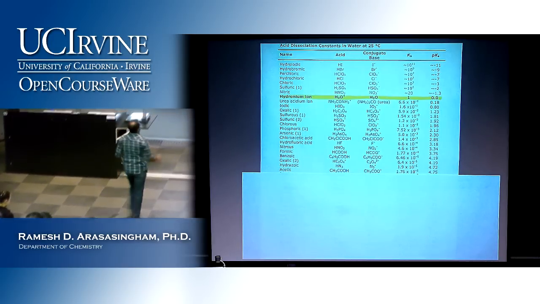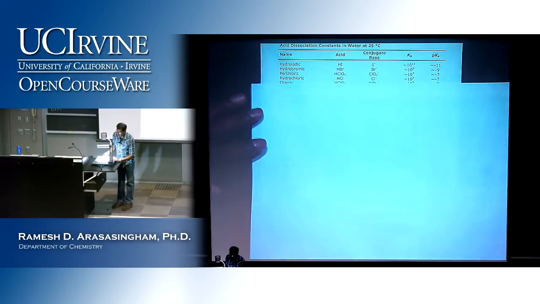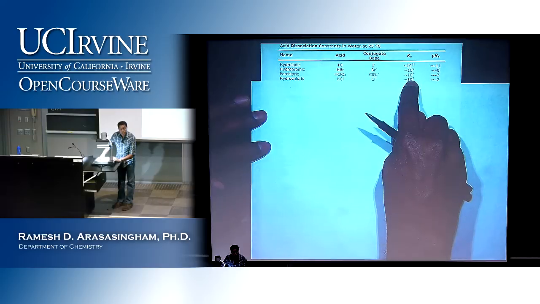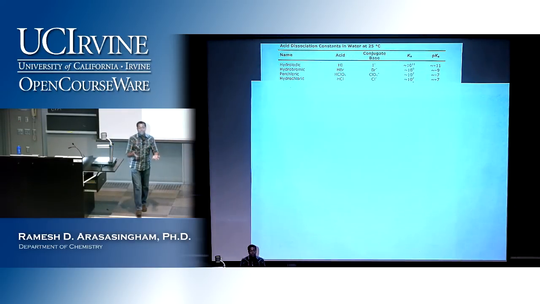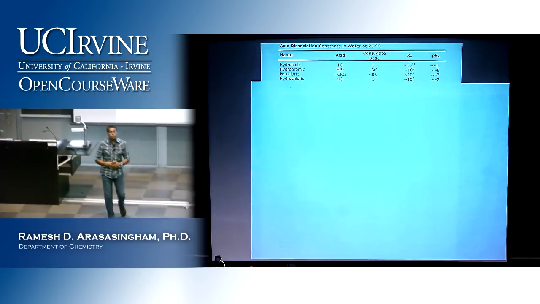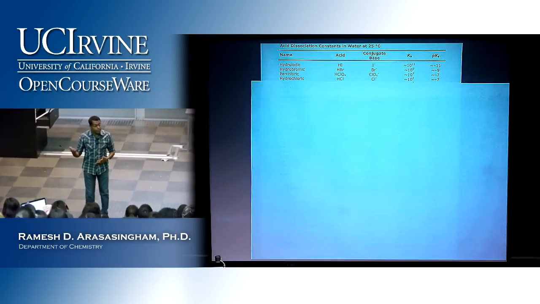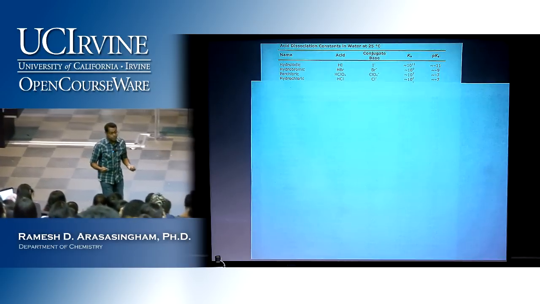All right? And similarly for any base, so if I go to hydrochloric acid, the Ka value is 10 to the 7. So if I want to figure out what its Kb value is, it'll be Kw divided by that Ka, which will give me Kb. Do you understand that? So you will never find Kb values in any table.